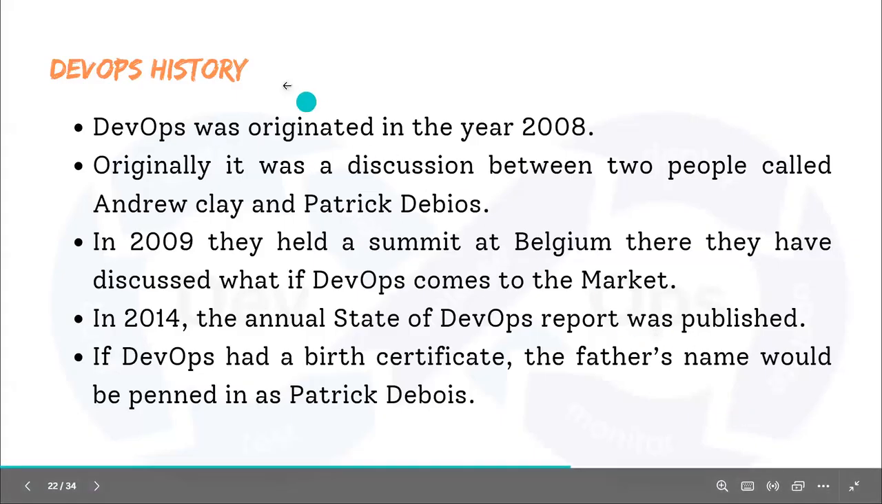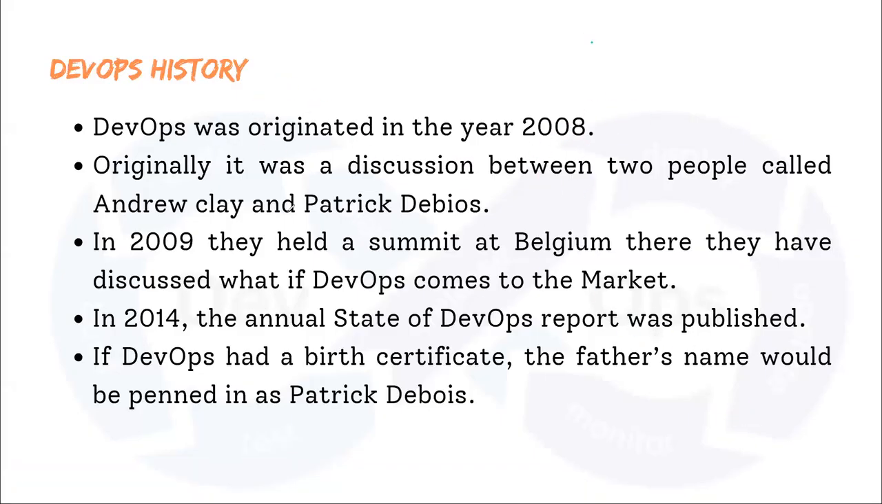See, DevOps originated in the year 2008. Basically, it was a discussion between two people called Andrew Clay and Patrick Debois. These two are friends actually. What they discussed is that we have Agile and Waterfall, and these two failed in the market. If something new like DevOps comes to the market, it will be very helpful. After that discussion, they took it to the next level by holding a summit in Belgium.